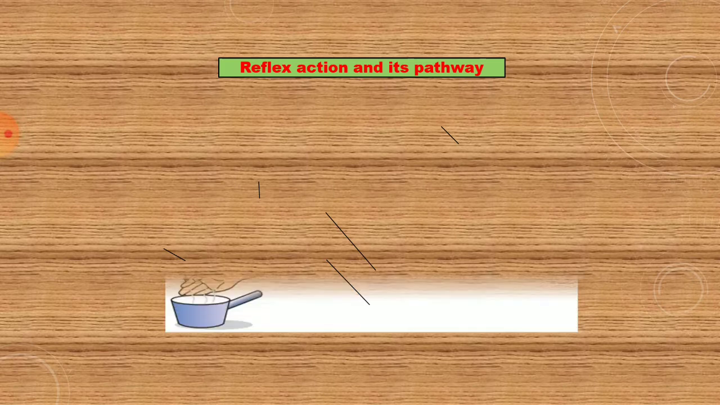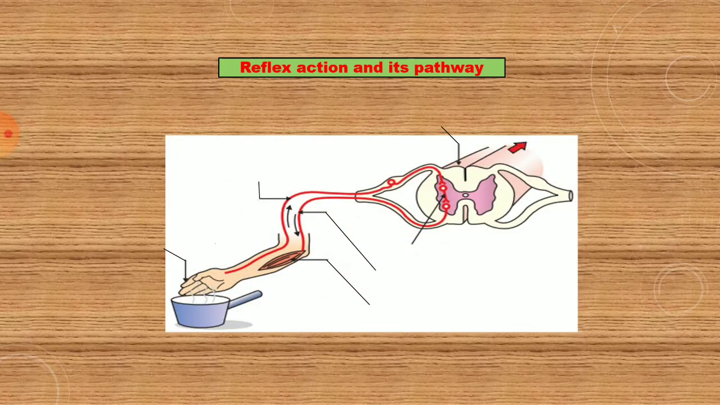When we touch a hot pan, the stimulus is the heat, which is sensed by the receptor called the heat receptor or thermoreceptor in our hand. It is present in our sense organ, the skin. This stimulus triggers an impulse to the sensory neuron. The sensory neuron conveys the message to the spinal cord.